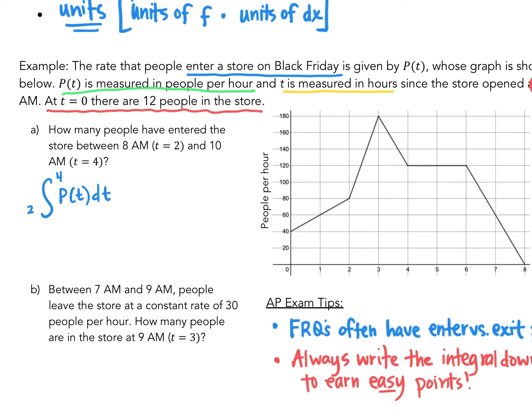Now remember the units, we're going to be multiplying here. The P is measured in people per hour, and the time units are measured in hours, and so the multiplication here would yield something in people. All right, so write it down. Even if that was all you wrote down, you can get points for that. Now let's go and look at the geometry.